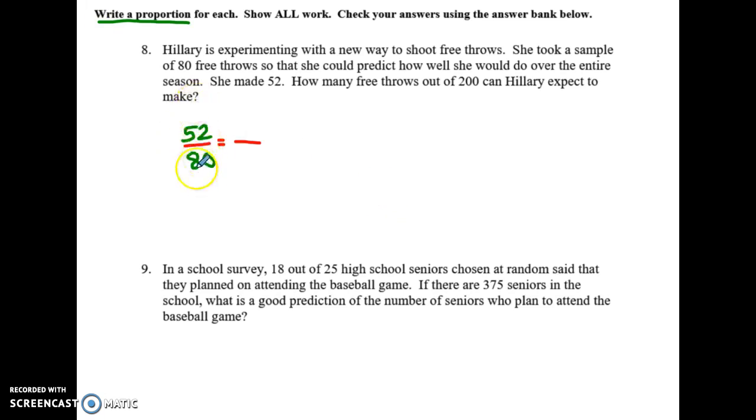So if that was the sample she took, but she knows she's going to have 200 attempts at free throws, 200 is your total, and x is the number that she's going to make. Now we know this isn't always going to be true, but typically the way you practice is the way you perform in a game. So we're okay using this proportion to make a prediction. Remember, she made 52 out of 80. We want to know how many she's going to make out of 200.